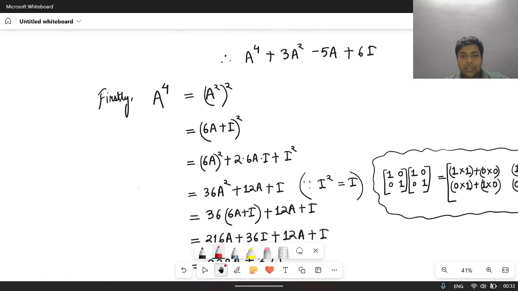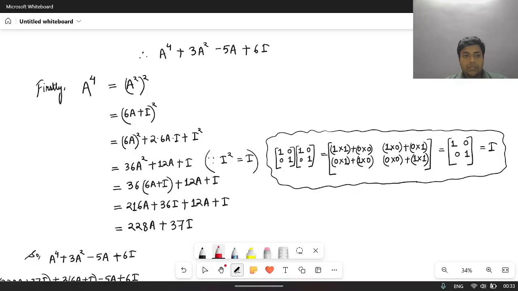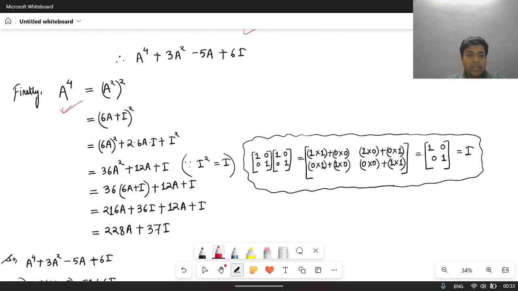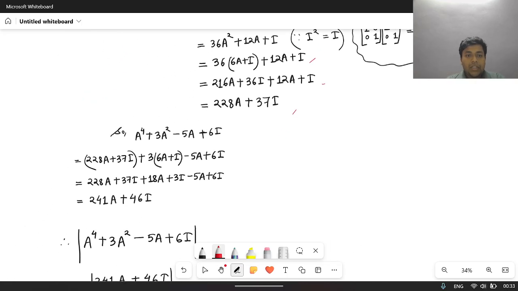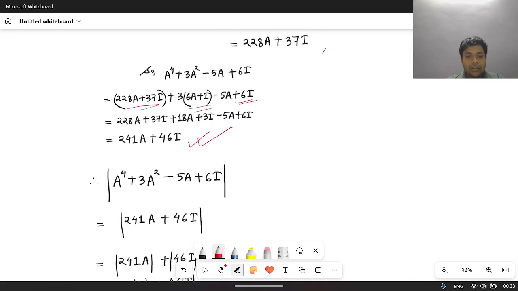Now just take a look at the calculation that I have done. Yeah. So first I found A to the power 4. Taking A square, we have put the value from here, A square is equal to 6A plus I. Then I calculated every step. Here I square is I. You can take a look. And then again I have put the value here. Okay, I found this. Now I took the determinant.